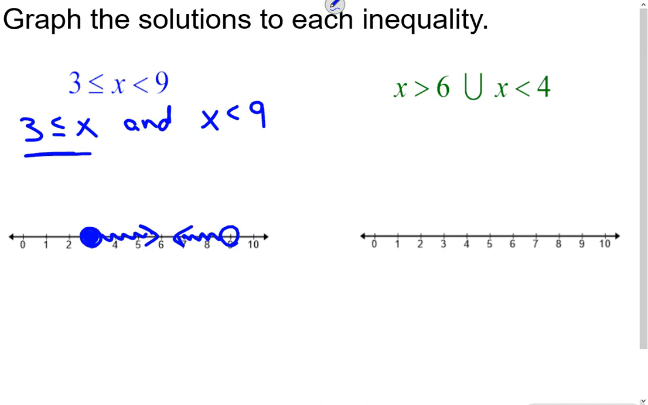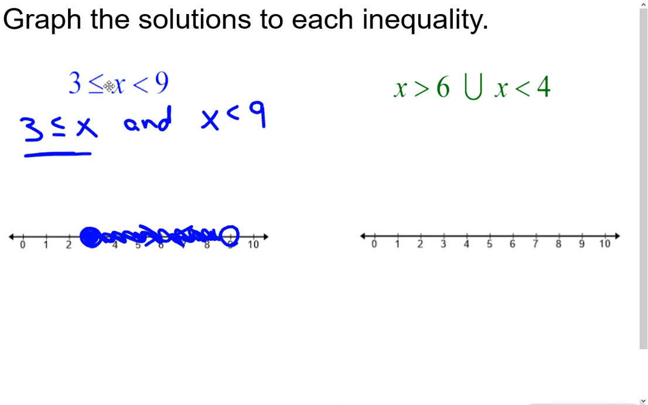So you'd see that we have this overlap in here, remember? And our solution set then is everything in between, because it's an "and" statement, so it has to satisfy both. And the numbers from 3 to 9, where we include 3 but not 9, all those numbers in between are going to satisfy both inequalities, the one on the left and the one on the right.